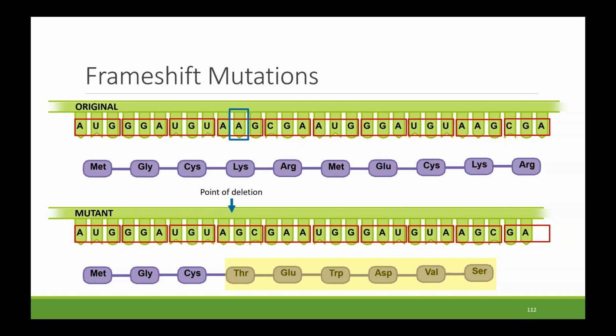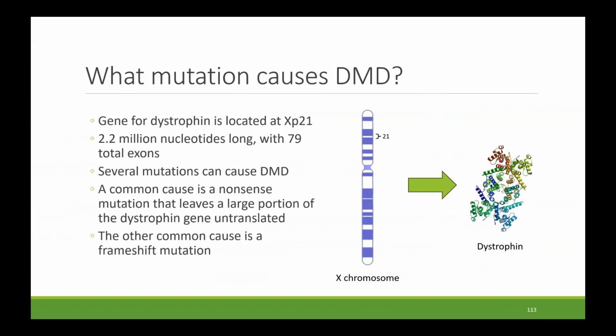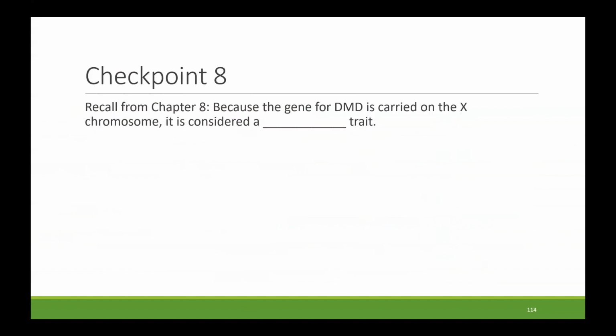And so unlike a nonsense mutation, the ribosome continues translating, but it's just creating the wrong stuff. It's creating a bunch of junk that's not supposed to be part of the protein at all. And the ribosome doesn't know any better. It doesn't know that there's a letter missing. It's just doing its job and taking the reading frame at its face value. So those are the 2 ways that DMD can come about. Either a nonsense mutation or a frame shift mutation in the gene for the dystrophin protein.